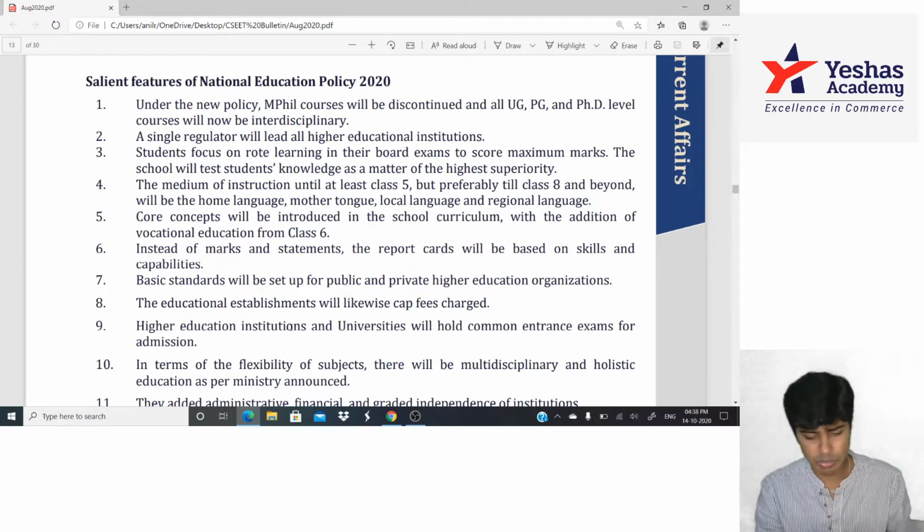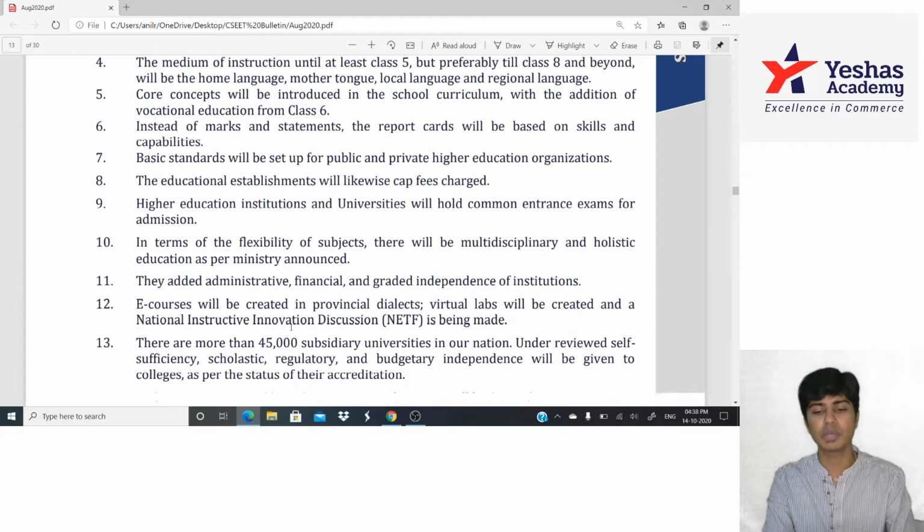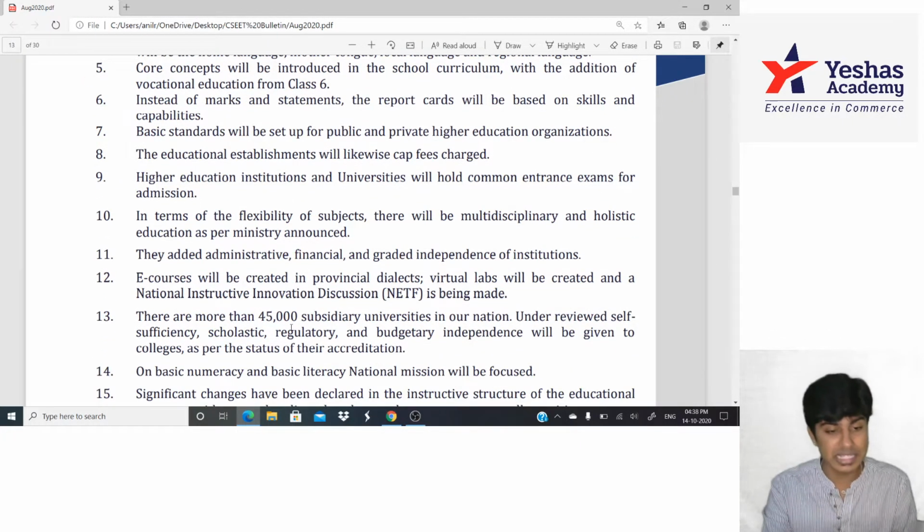Yeah, so that's been taken on a serious note, and then basic education to a child will be given in the regional language. Yeah, and that's the point. And then vocational education will be given from class 6. Vocational education is also considered equally on par with academics. And instead of marks or statements or report cards, it will be now based on skills and capabilities. Yeah, how skilled is this person and everything.